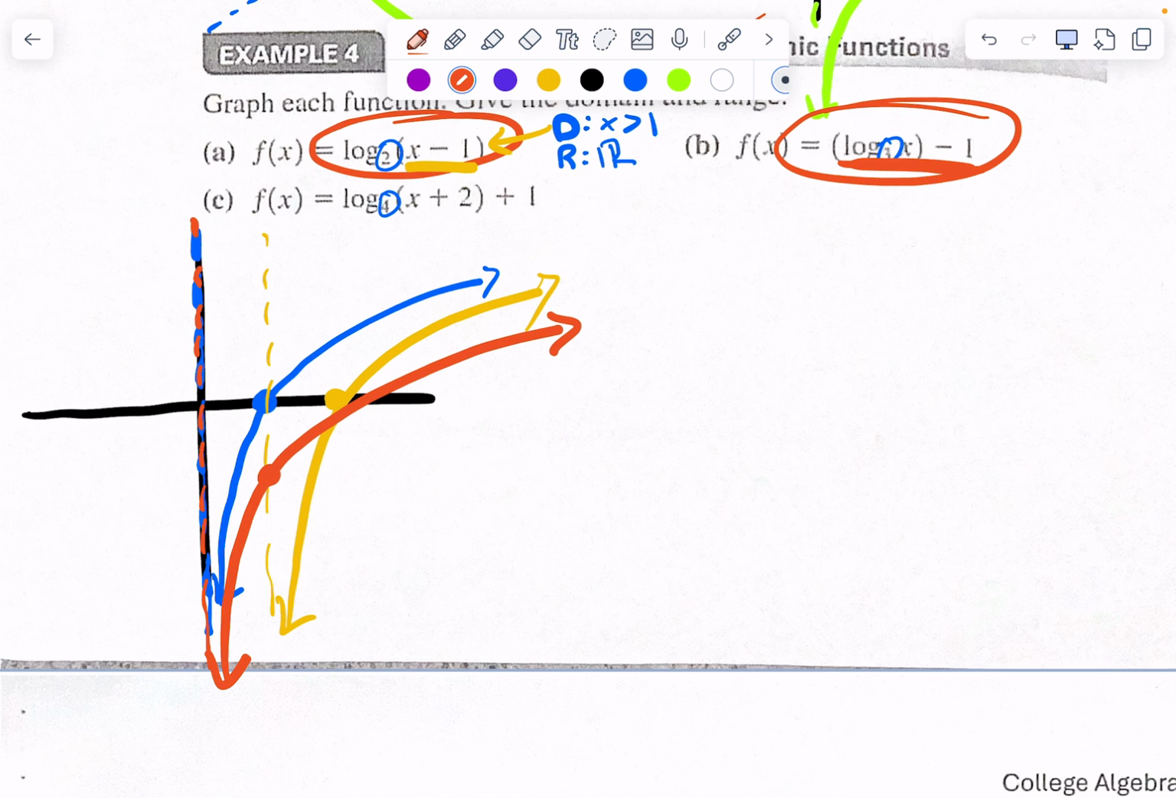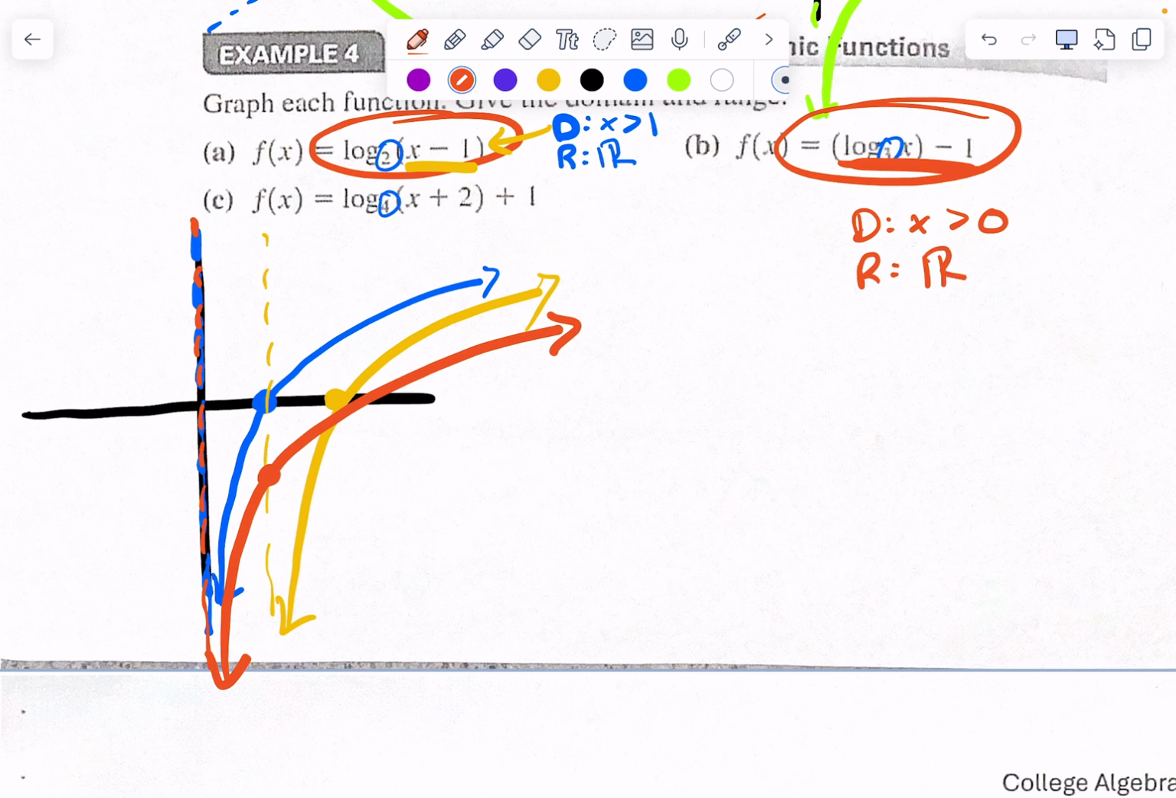So the domain and range is the same as the original guy. So his domain, left and right, the x will have to be greater than 0. The range, all reals.